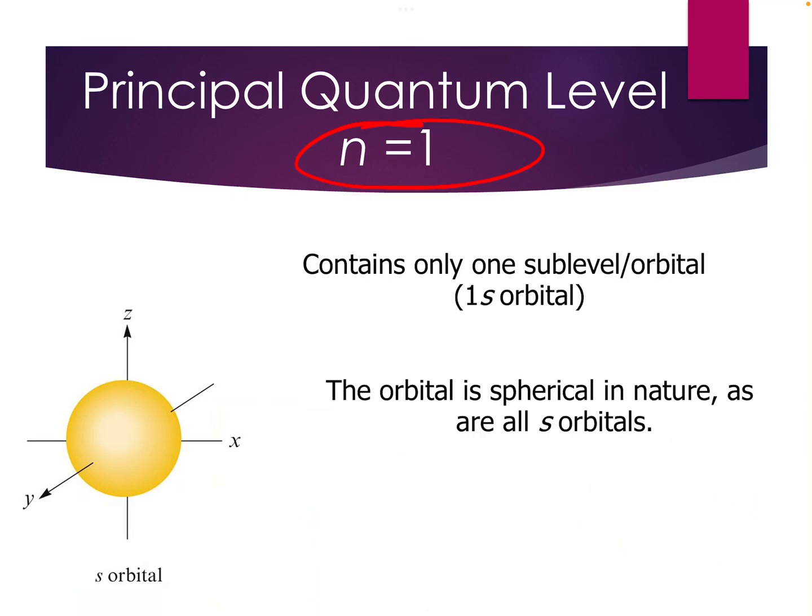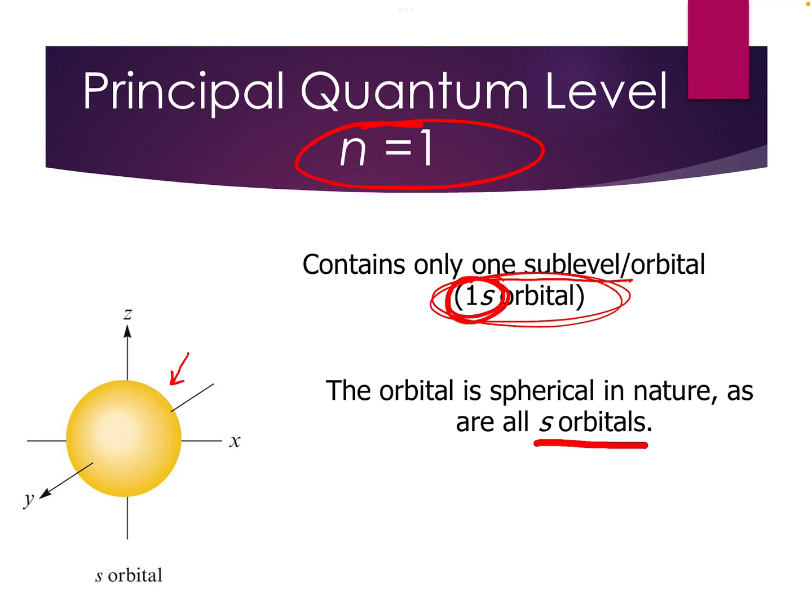So in the n equals 1, so that's the very first energy level, that is the one closest to the nucleus. It only contains one sublevel, okay? And that one sublevel is called the 1s orbital. So the s orbital looks like this. It's spherical. It essentially looks like a basketball, okay? So the 1s is spherical in nature, as are all s orbitals. So anytime you talk about an s orbital, you're going to think S stands for spherical, okay? S means that it's essentially a ball.